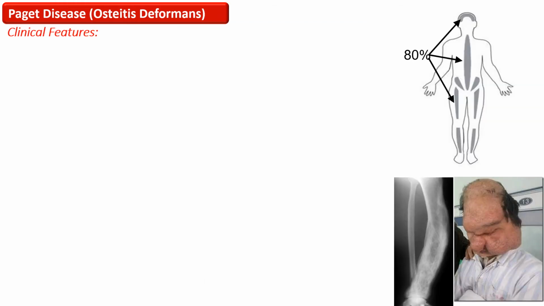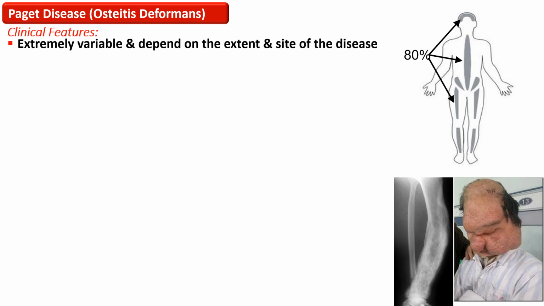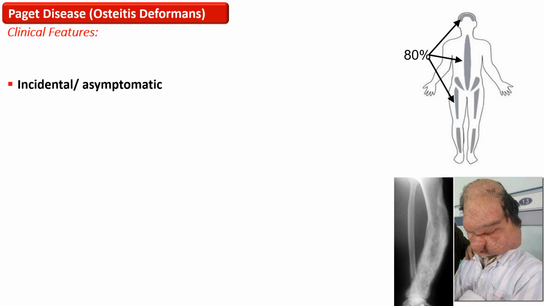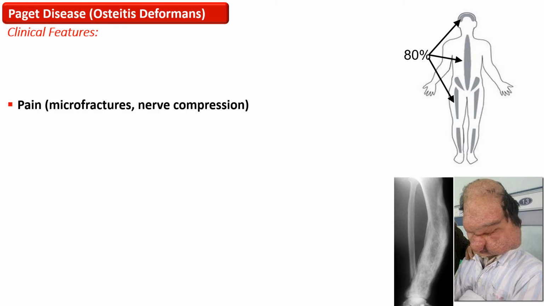So now coming to the clinical features of Paget disease, these clinical features are extremely variable. Mostly the disease is polyostotic, that is 85% of the cases, while 15% of the cases are monostotic. 80% of the cases of Paget disease are limited to the axial skeleton or proximal femur. Mostly the patient is asymptomatic and the disease is diagnosed incidentally. Pain is a presenting feature and it may be a result of microfracture or nerve compression.